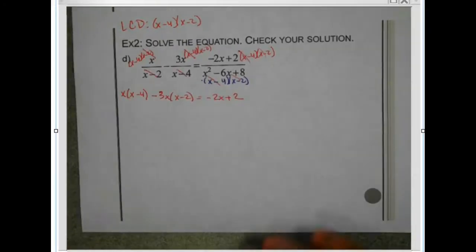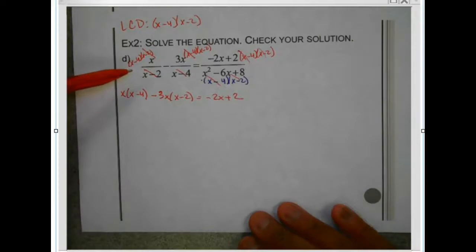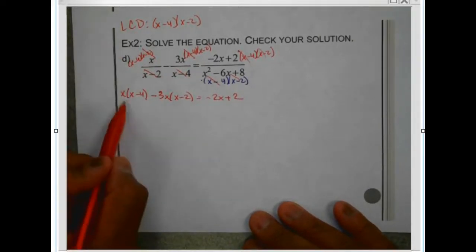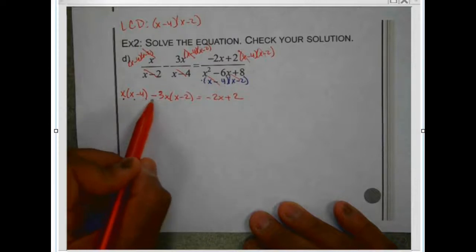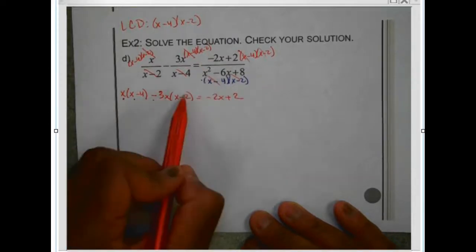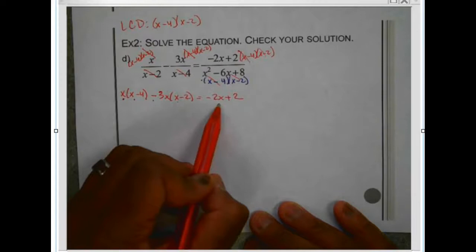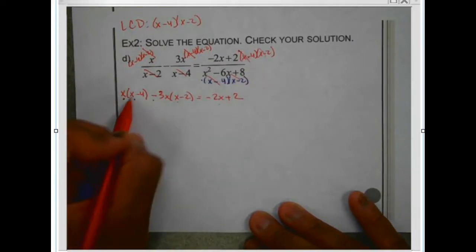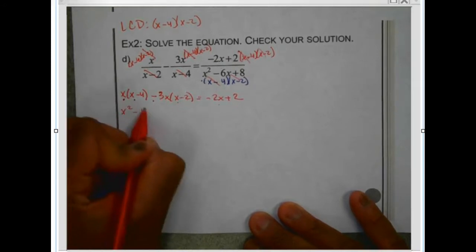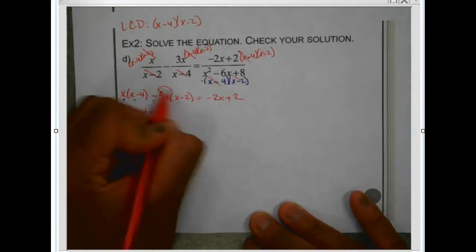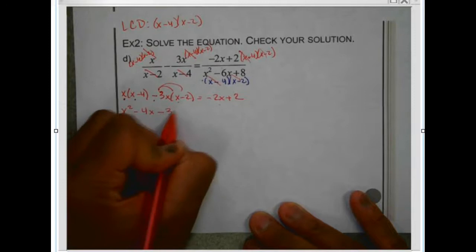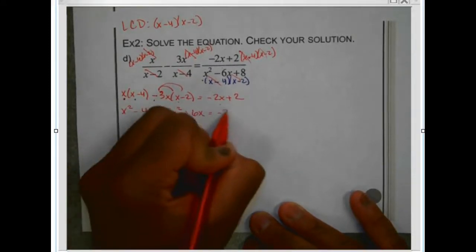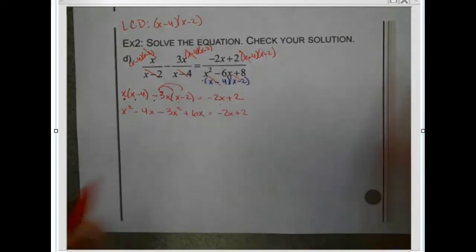Feel free to press pause if you didn't. We're kind of stepping you through this step by step. Canceled some stuff out, and I'm left with, from the first fraction, x times x minus 4, negative 3x times the x minus 2 that was left equals negative 2x plus 2, because everything canceled for that one. So x times x, x squared minus 4x, distributing here, minus 3x squared plus 6x equals negative 2x plus 2.